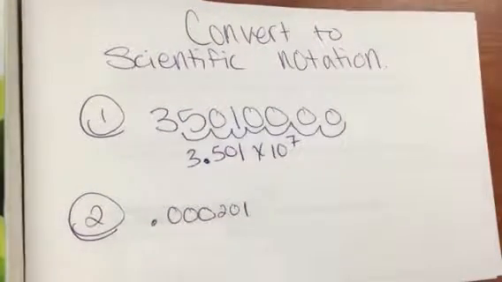And remember, when it's a really big number, your exponent is? Really big. Or positive. That's right. And then, when it's a really small number, our exponent is? Really small. I mean negative.